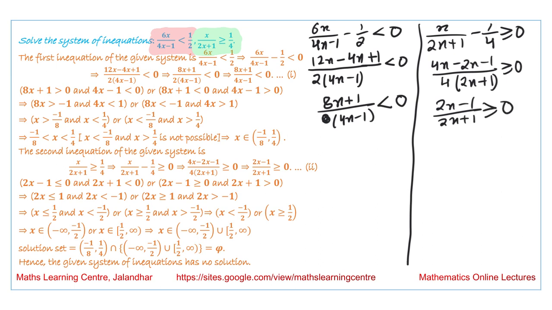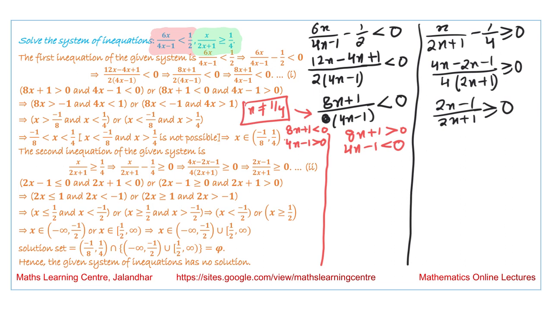Now we have to solve both these systems. In this first case, we are having either 8x plus 1 is less than 0, then 4x minus 1 will be greater than 0, or 8x plus 1 is greater than 0, then 4x minus 1 is less than 0. And the other condition we have over here is that x is not equal to 1 by 4.